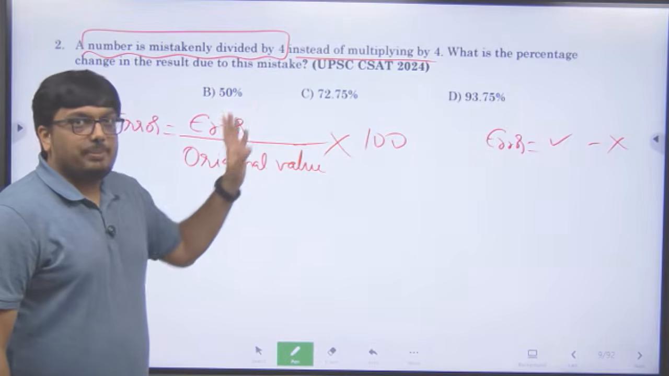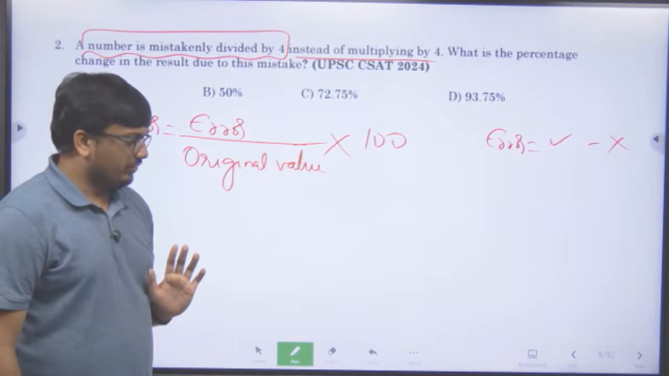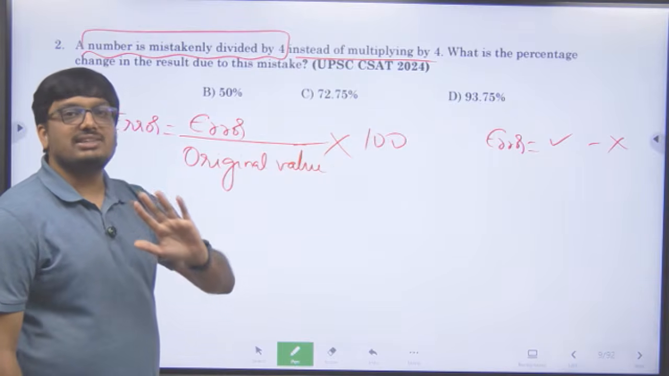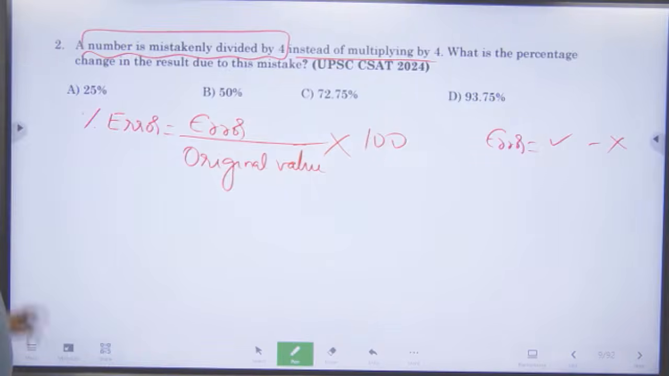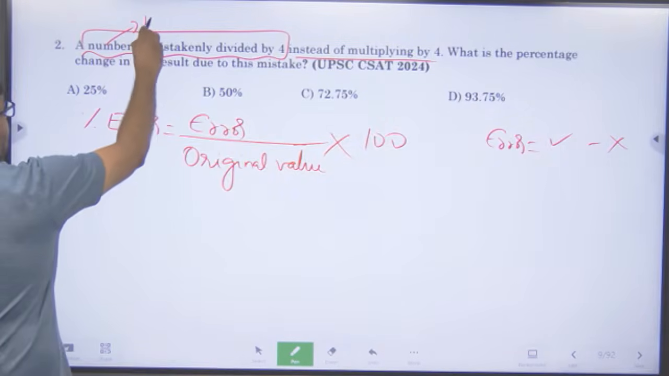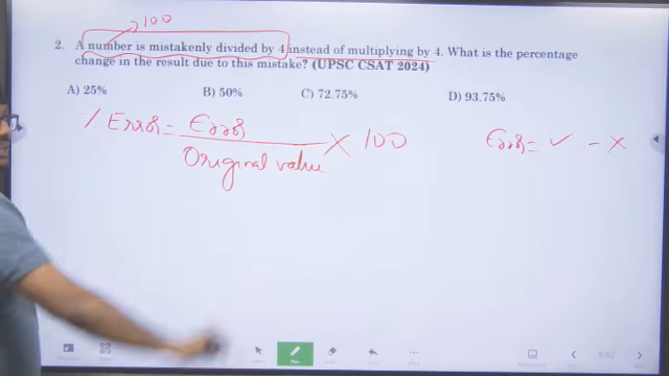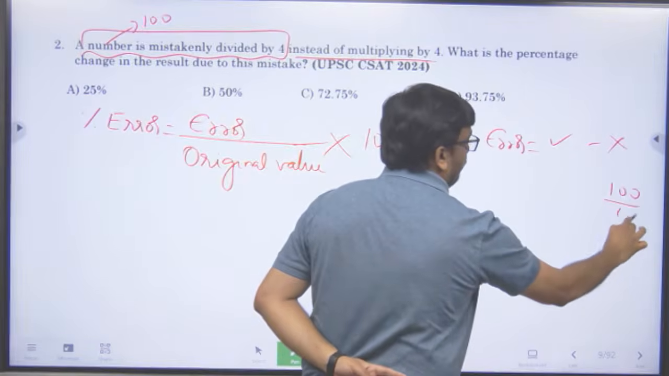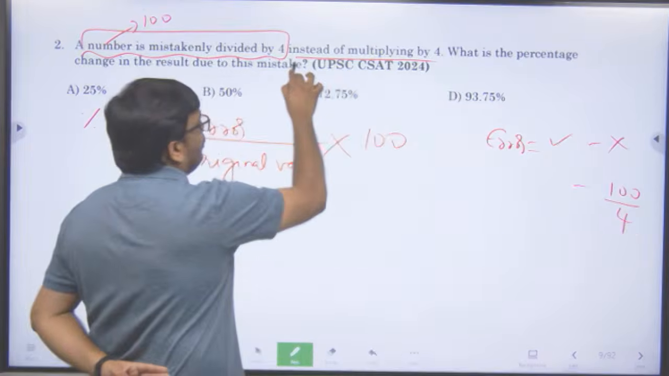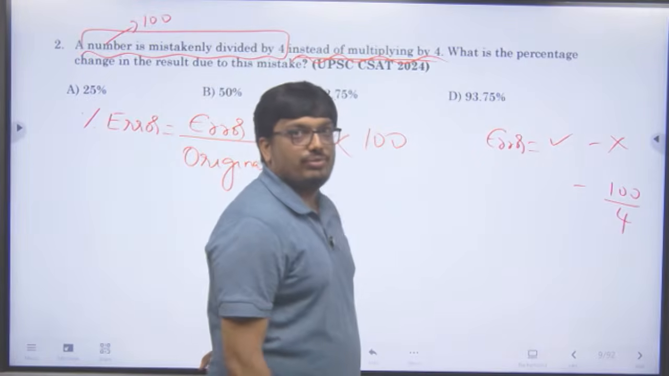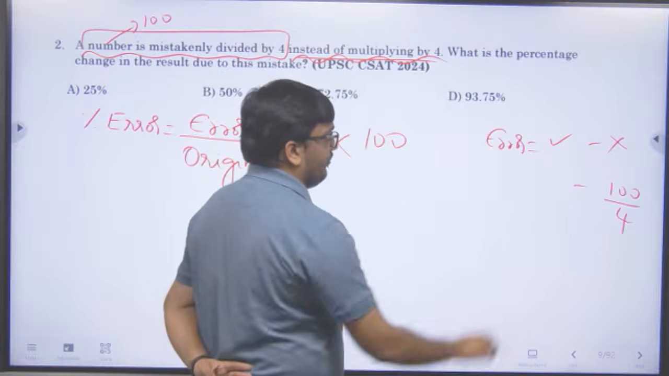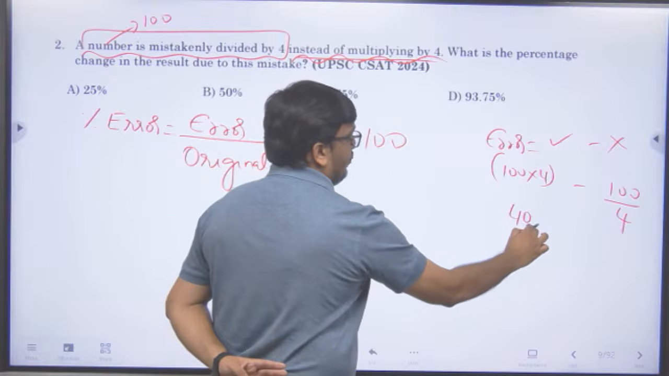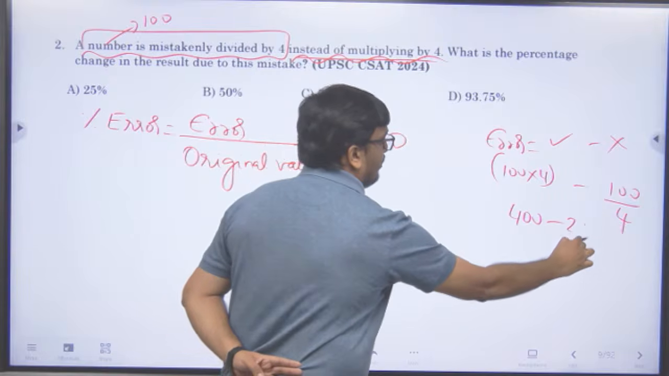A number in percentages: in basics we know that anything base, anything reference, we should take it as 100. Here number is base. I will take number as 100. 100 is mistakenly divided by 4. That is mistake. But what you should do? Instead of dividing by 4, you should multiply the number by 4. What is 100 fours are? 400. 100 by 4 means 25.